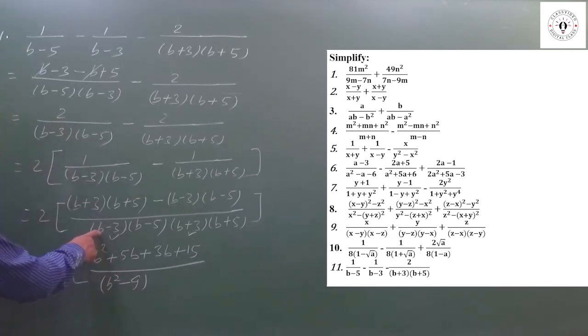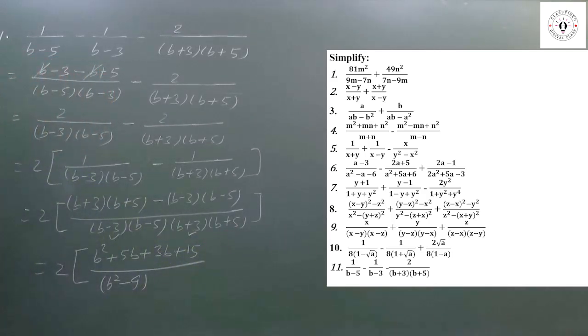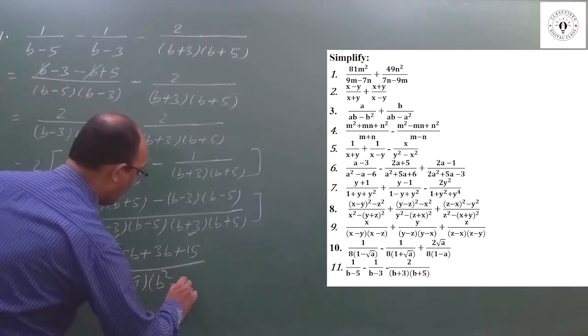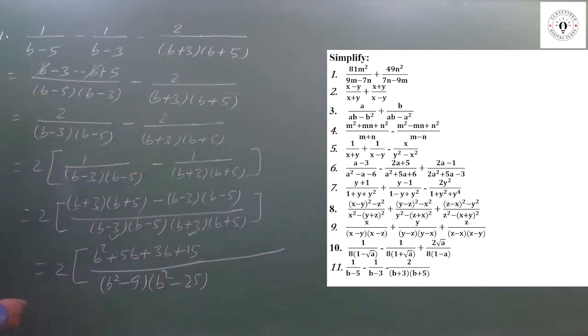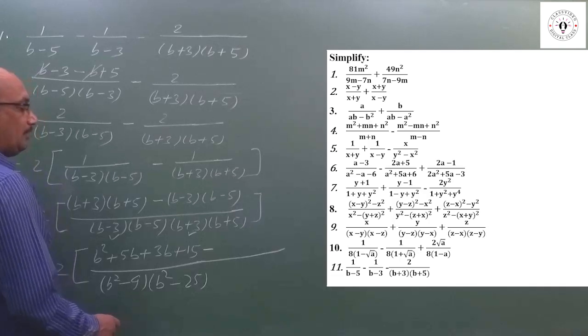a square means b square, minus b square means 3 square. Similarly, these remaining two factors are also in the form of a minus b into a plus b, which equals a square means b square, minus b square means 5 square, which is 25. In numerator, we have already multiplied these two factors. Now minus, we have to multiply these two factors.